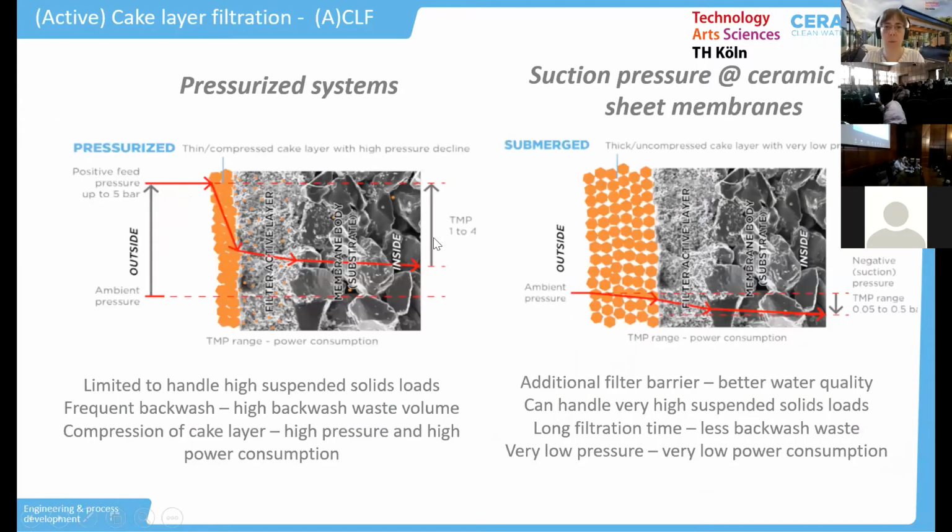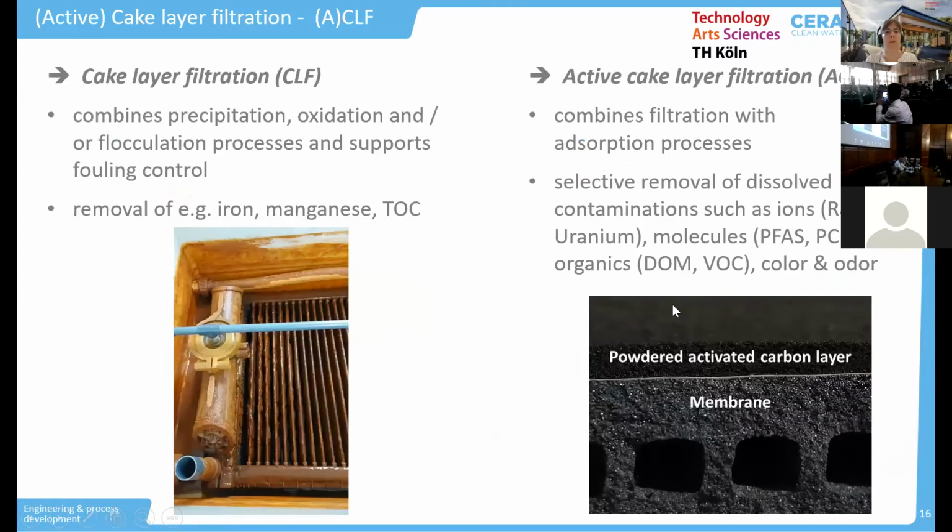And I want to show it on these 2 slides. In pressurized systems, you have the compression of the filter cake, and with the suction pressure at ceramic flat sheet membranes, you have a very loose filter cake, and you can use this filter cake as an additional filter barrier, and you can improve the water quality. This filter cake can be used as active filter cake or just filter cake combination.